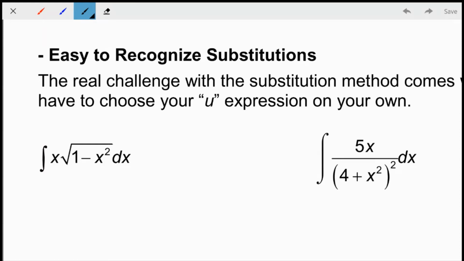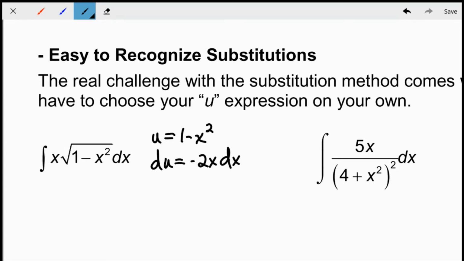And I don't have a negative 2x dx, but I do have an x. And I know if I just need a constant, I can make that constant show up. So once I've gone through that process in my head, now I know I'm going down the right path. I know this is going to work. So my du here is negative 2x dx.